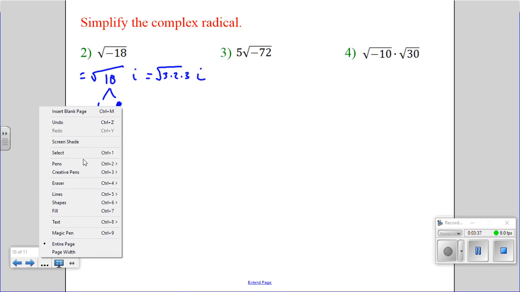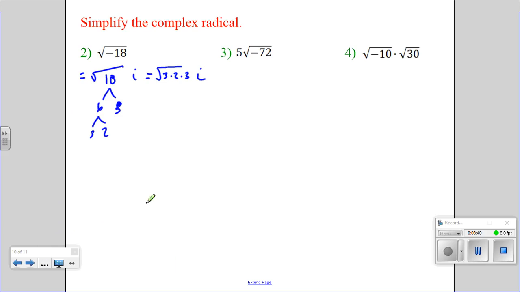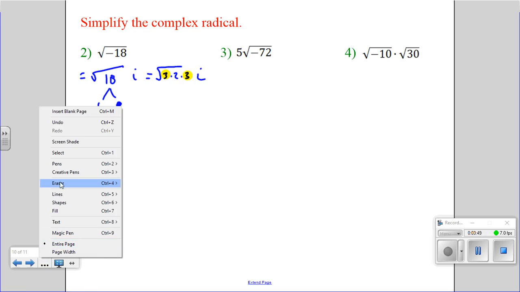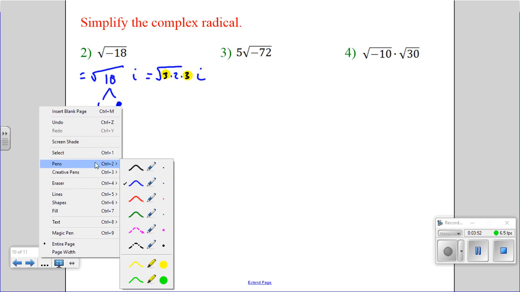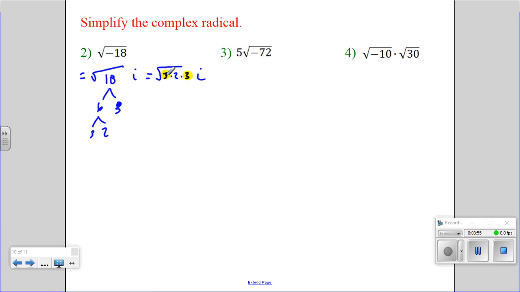Now the process is, if you see a pair of numbers, highlight or circle the pair. So I see a pair of 3s. What happens in that pair, and you're only allowed to circle pairs, one is always going to cancel and one always exits the root. So a 3 came outside the root, a 3 canceled, and the only thing left inside the root is 2. So 3 square root of 2, and then i is the result of simplifying that complex radical.